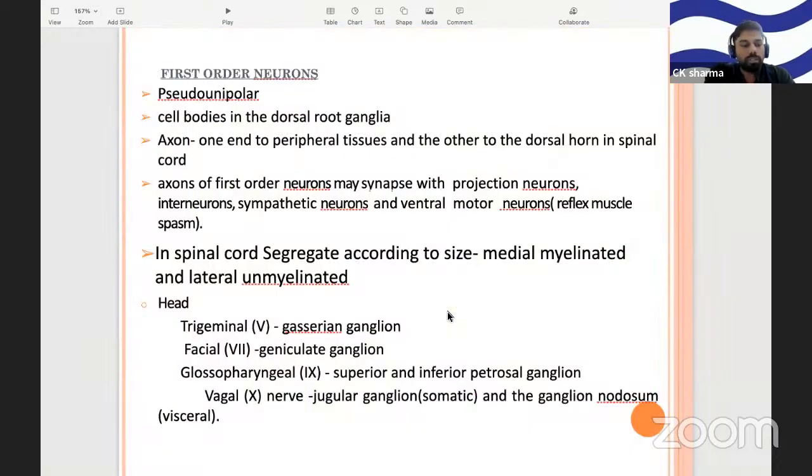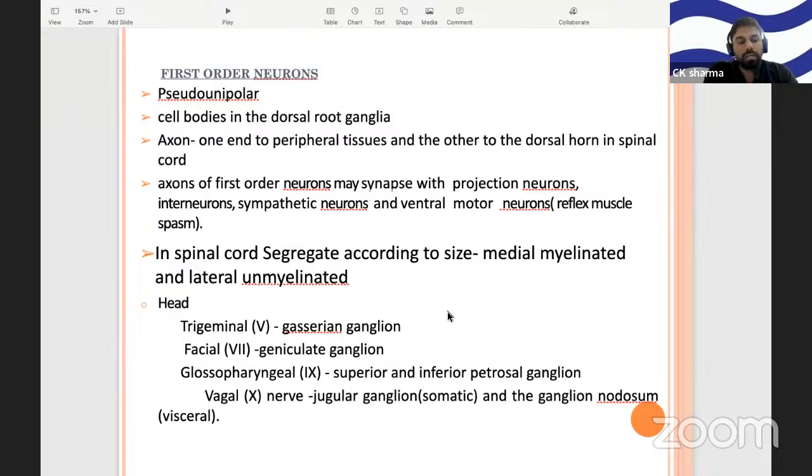So first order neurons are pseudounipolar neurons. What does pseudounipolar neuron mean? They have a unique structure where the neuron has a single axon that splits into two branches. These neurons do not have separate dendrites and axons like typical multipolar neurons.